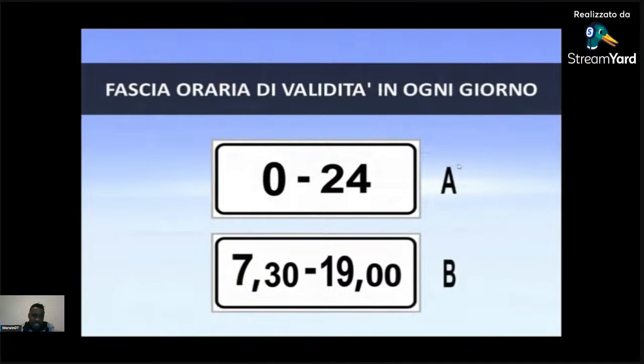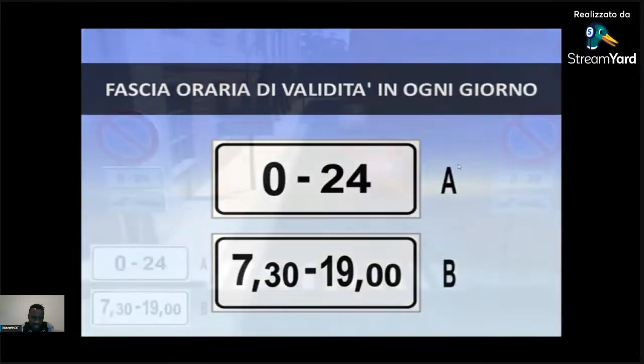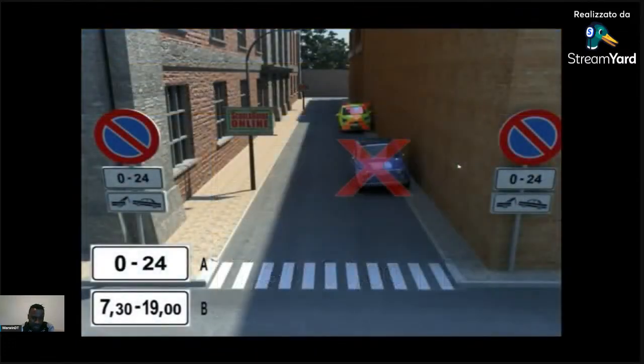Fascia oraria di validità in ogni giorno, meaning whatever sign these two Pannelli Integrativi are positioned with will either be valid for 24 hours or starting from 7:30 a.m. to 7 p.m. So you see, divieto di sosta, valid 24/7, meaning we are not allowed to park on this road.